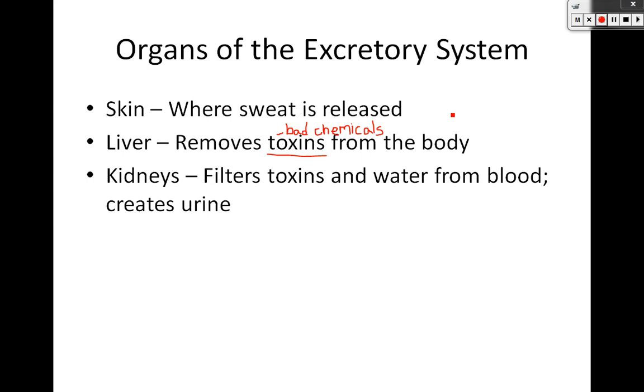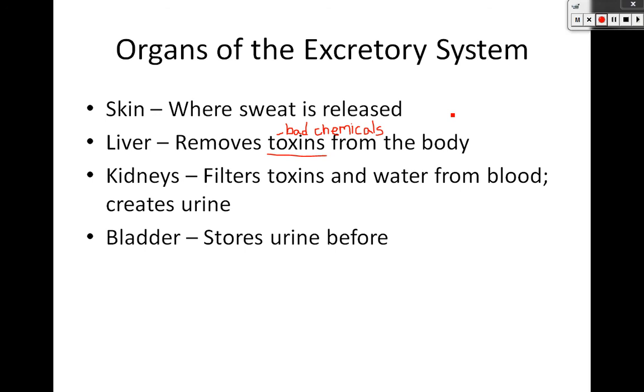And the reason urine is so important is because then all of these toxins are dissolved in the urine and you pee them out. And so that's why the kidneys create urine, because then that's a way to get all of these toxins out of the body.